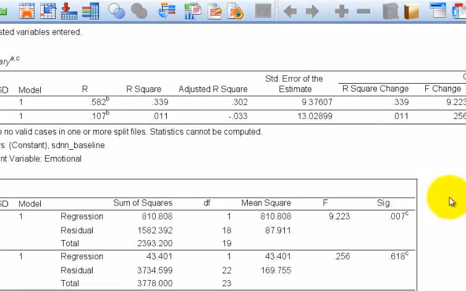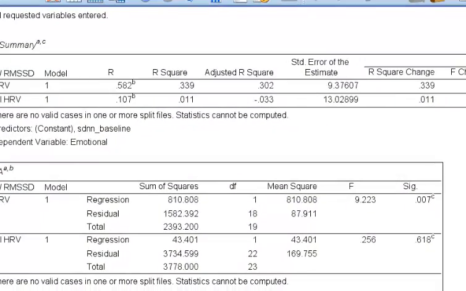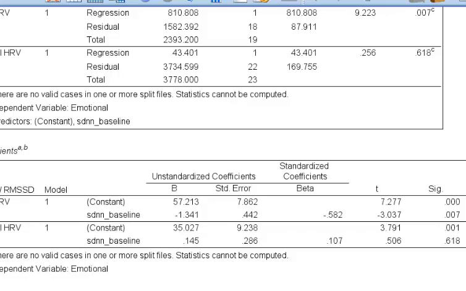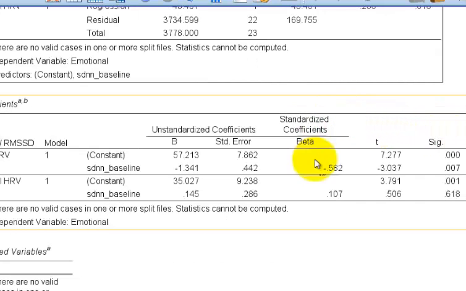And the R square is the effect size, which means you can explain about 34% of the variance in the scores just by this model, which is really strong. You got a significant ANOVA, which means your correlation is strong. We should probably double check your beta weight. Holy guacamole, look at that, negative 0.582. So for every unit your low HRV goes up by 1, your DV, emotional eating, goes down 0.5.